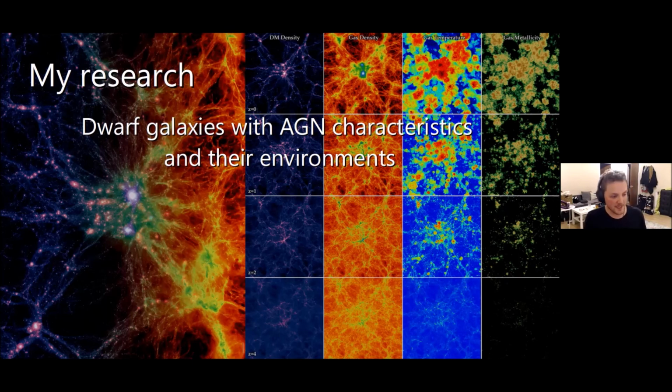And it seems there are some things that dwarf AGNs seem to have had a slightly different cosmological history than just regular dwarf galaxies. But this is still in preparation. It's not a finished project yet.